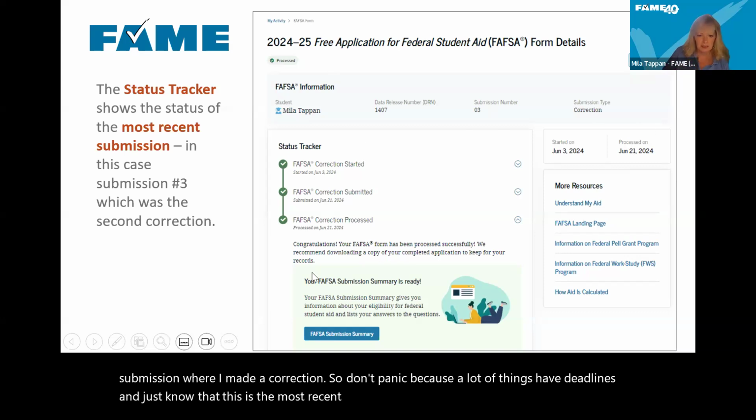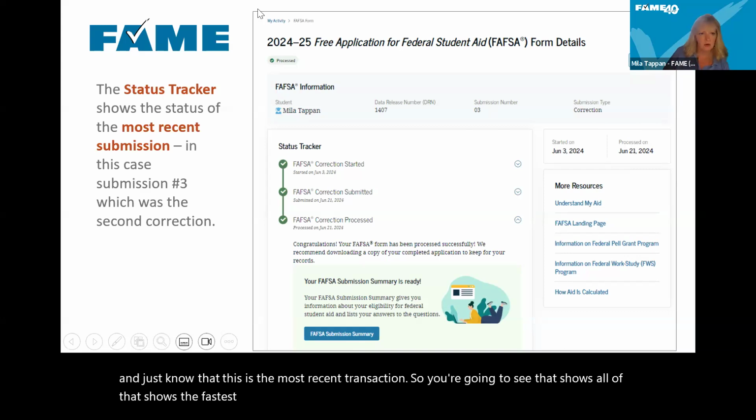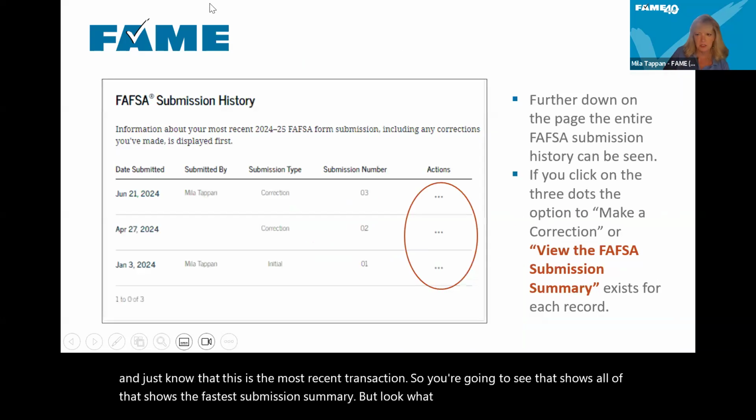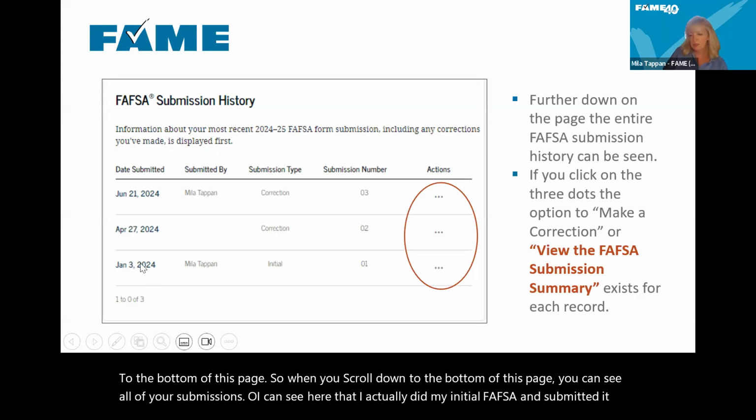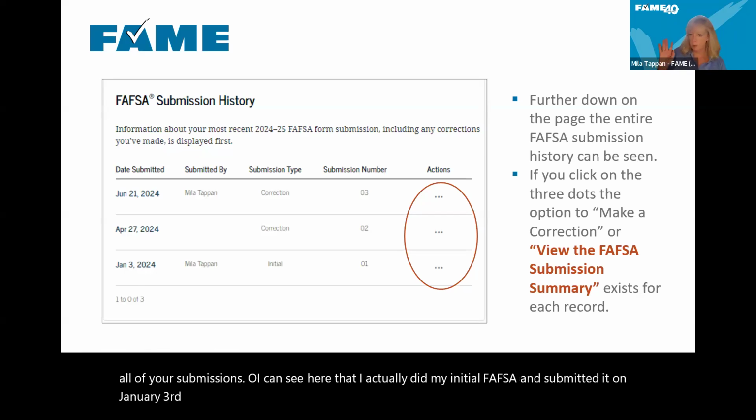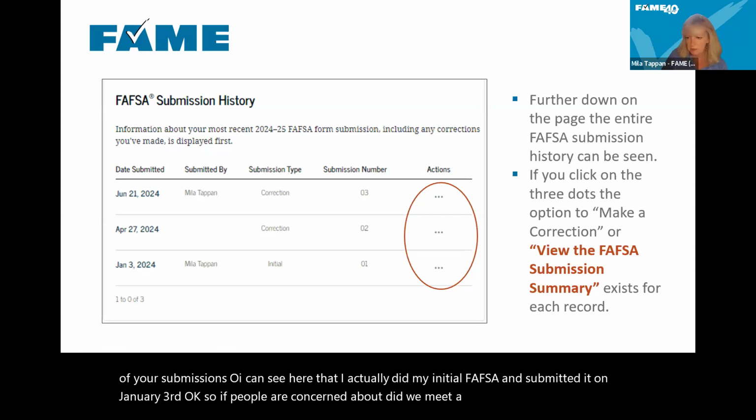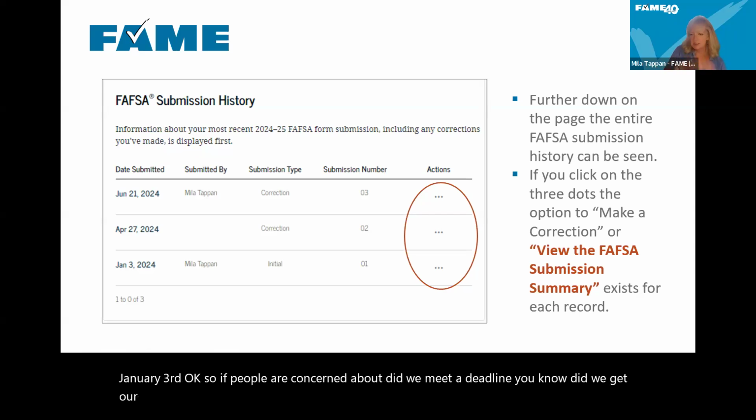So you're going to see that shows all of that, shows the FAFSA submission summary. But look what happens if you go down to the bottom of this page. When you scroll down to the bottom of this page, you can see all of your submissions. I can see here that I actually did my initial FAFSA and submitted it on January 3rd. So if people are concerned about, did we meet a deadline? Did we get our initial FAFSA in on time? This is where you can see, just scroll down to the bottom of that page.